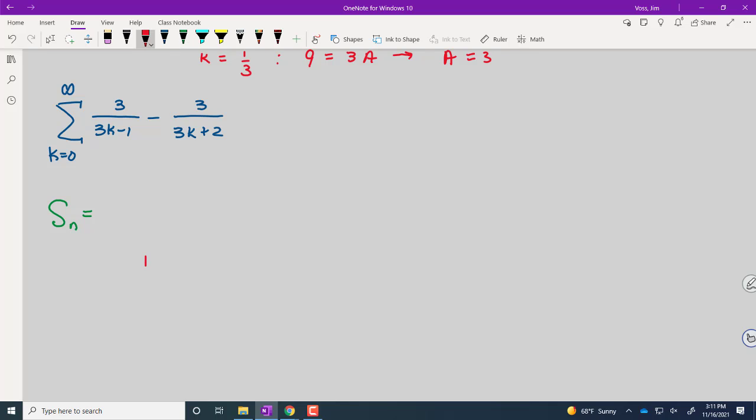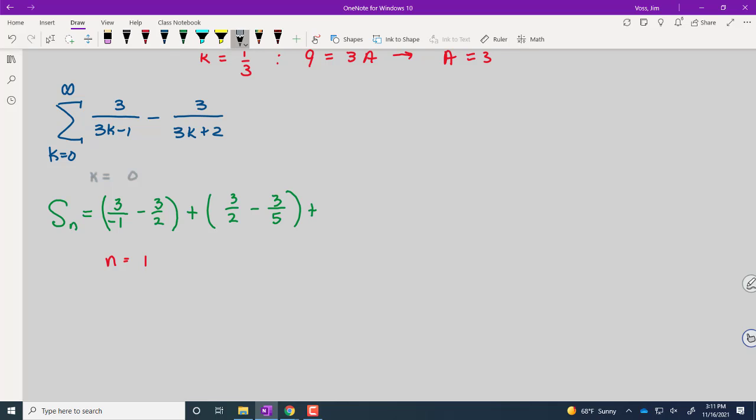So the first term is found by plugging in k equals 0. I'll put the n's down below, and let's put the k's up top. So the k value for n equals 1 is 0. And our goal is to add up the first n terms. So we plug in k equals 0, and we're going to get 3 divided by negative 1 minus 3 divided by 2, plus. Now we're going to plug in k equals 1, and we're going to get 3 divided by 2 minus 3 divided by 5.